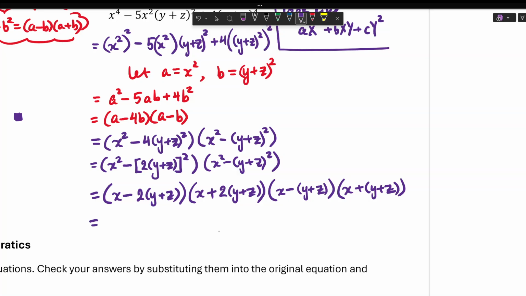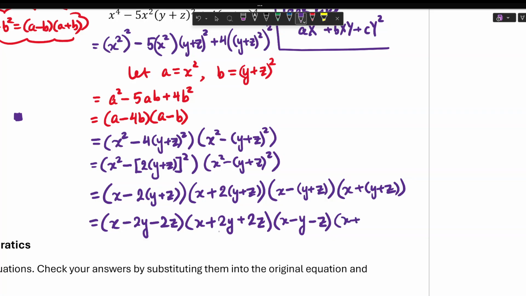Finally, to make it nice, we want to get rid of these nested brackets probably. So let's say x minus 2y minus 2z, x plus 2y plus 2z, x minus y minus z, x plus y plus z. And that is our final factorization.